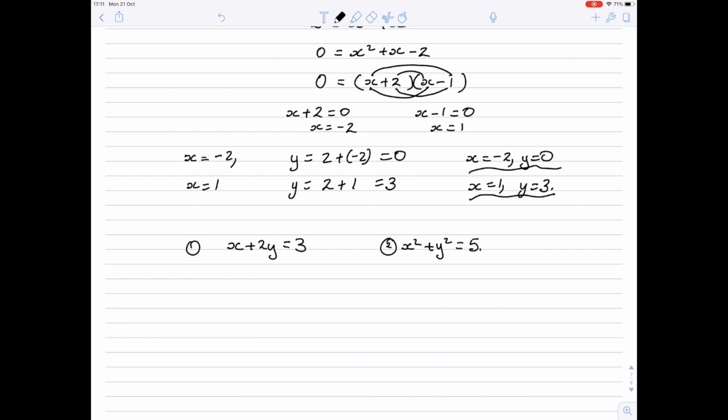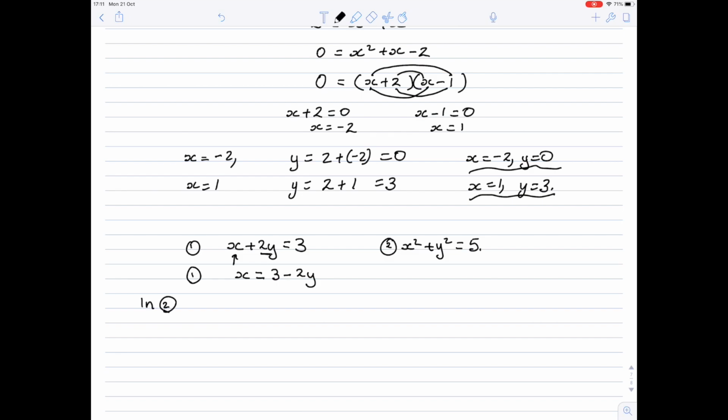Now, with the first equation, I have to choose which letter I'm going to make the subject. And I'm going to choose to make x the subject this time because the y has a coefficient of 2, which will just complicate things a little bit. So I'm going to make x the subject. And in order to do that, I need to take 2y away from both sides. So x is equal to 3 minus 2y. So having now got x as the subject, I can now substitute this into equation 2.